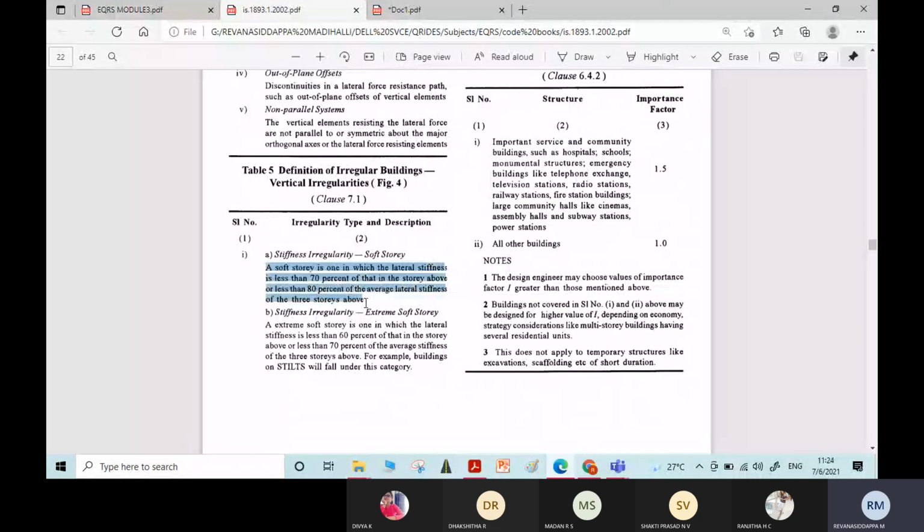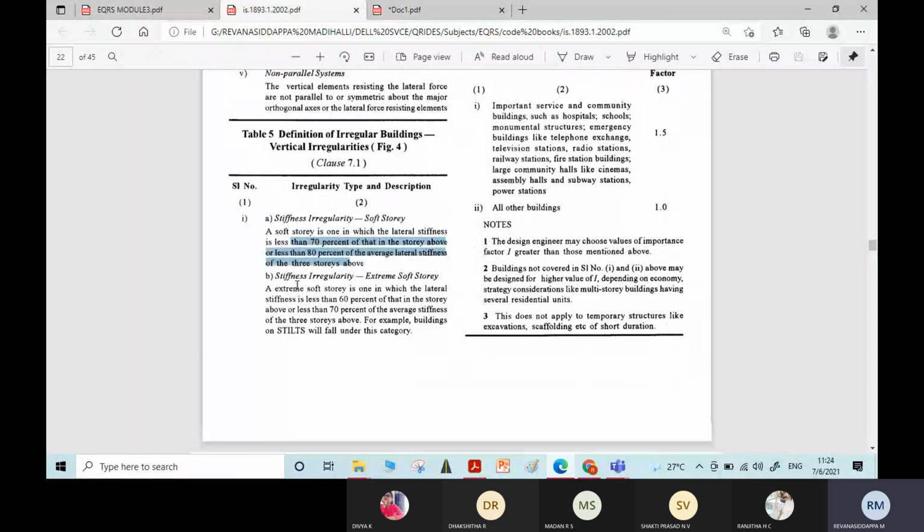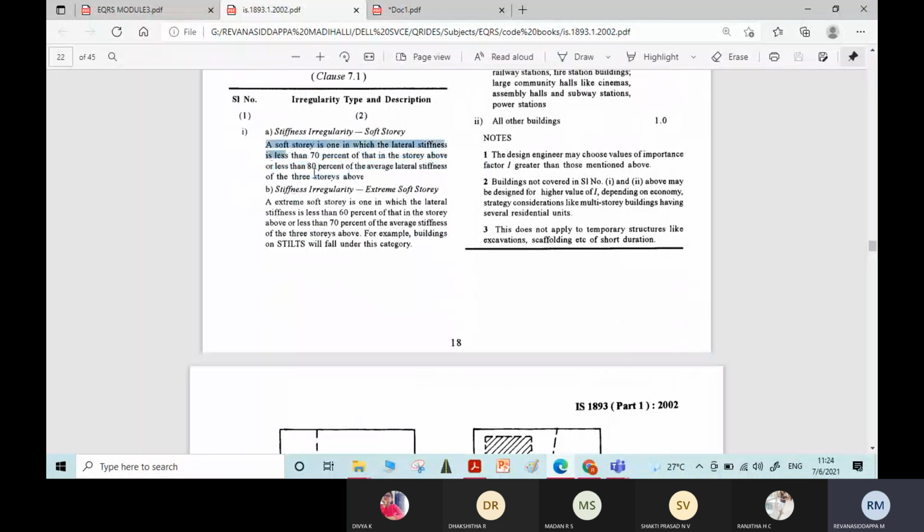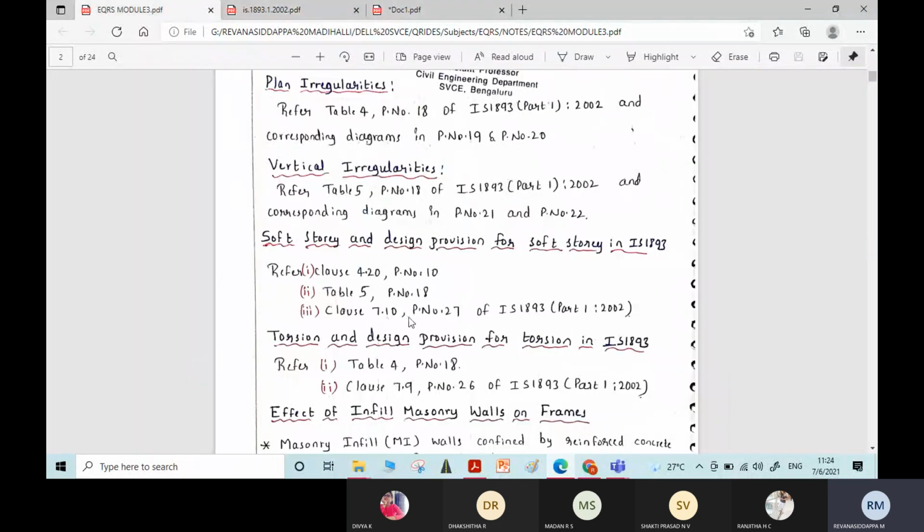Whatever definition was there in page number 10, the same definition is written. No need to refer to page number 10, just refer to page number 18. Here in page number 18, he has defined the meaning of soft story or the extreme soft story. In the next, page number 27, he has given the guideline, or the design provision, for soft story buildings: how to take the soft story of a building for design purposes.